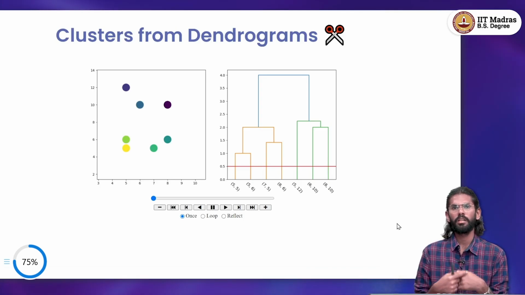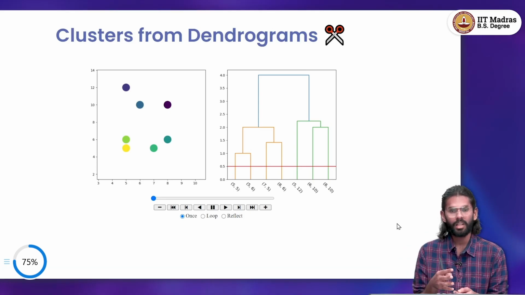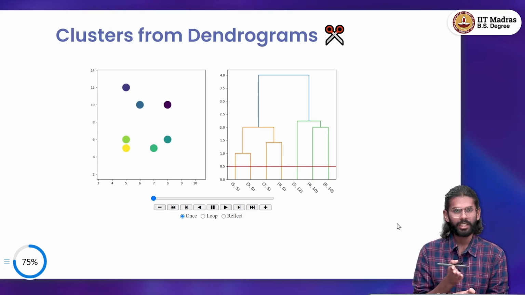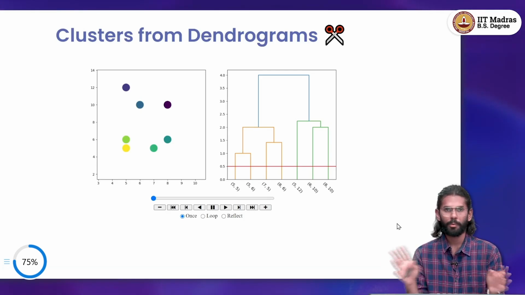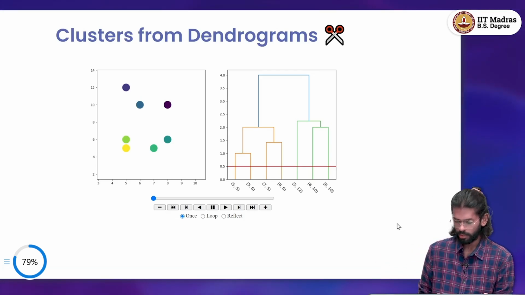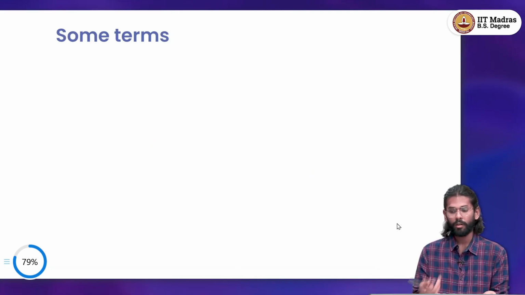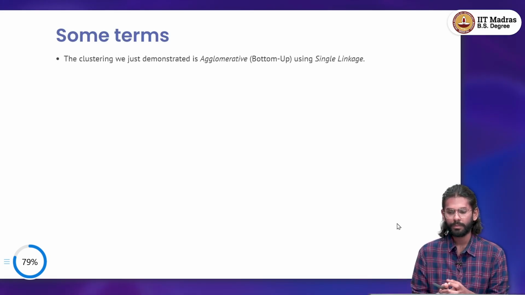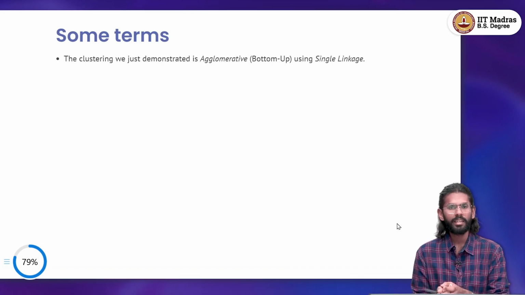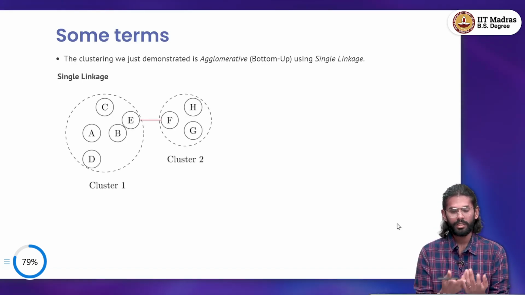For example, there is a divisive clustering approach where you have all of them in a single cluster, then you find the best partition between these two, and you keep going until you have all your points separately. That's outside the scope of this lecture, but that is also another approach to hierarchical clustering. But what we just showed is called the agglomerative clustering approach, and we also used something called the single linkage to actually combine clusters together. Now this is what single linkage is.